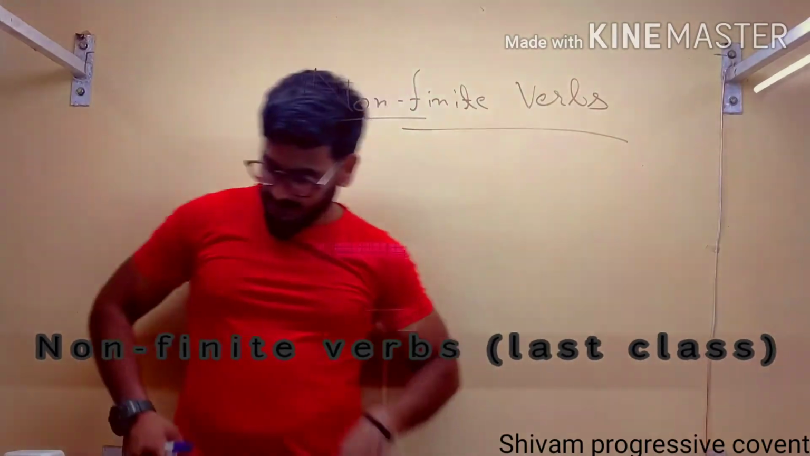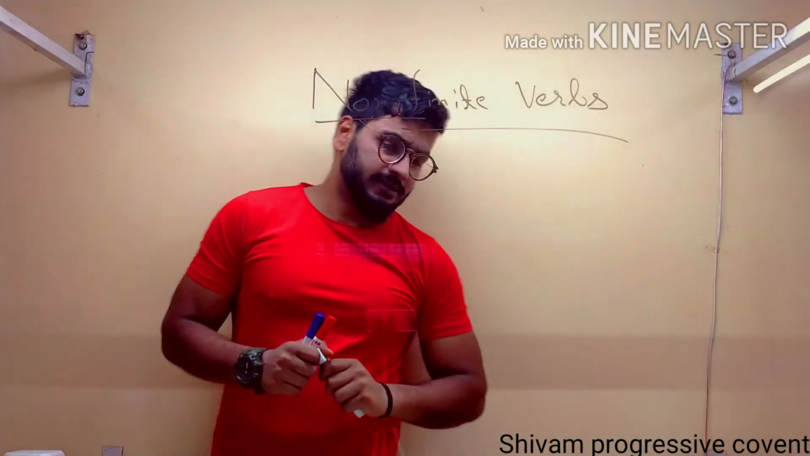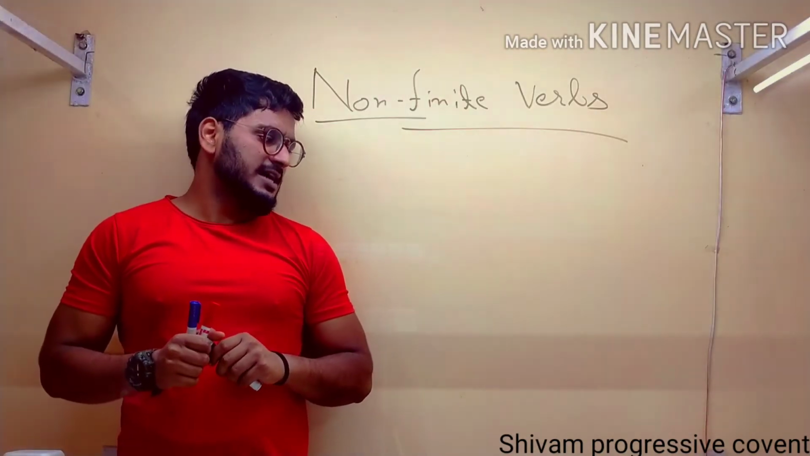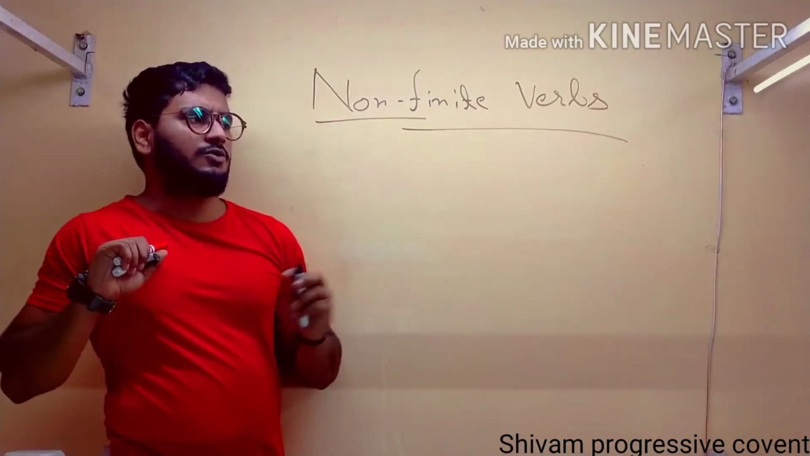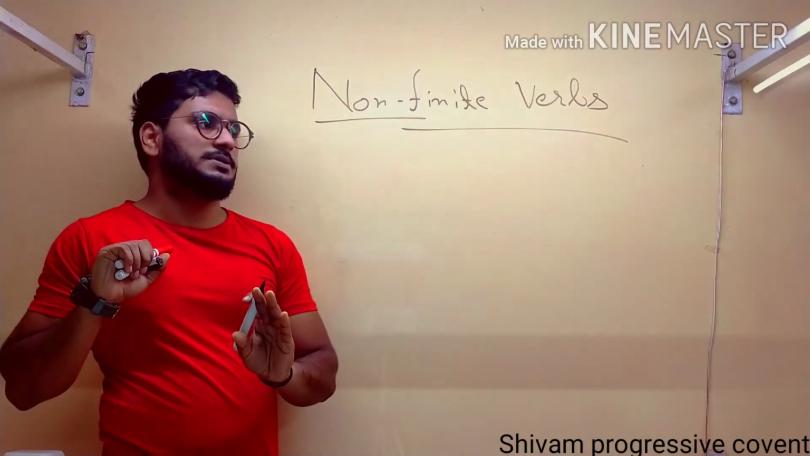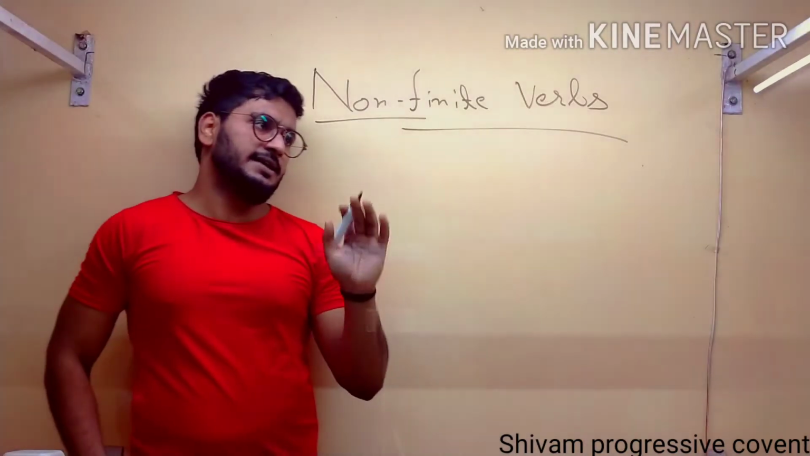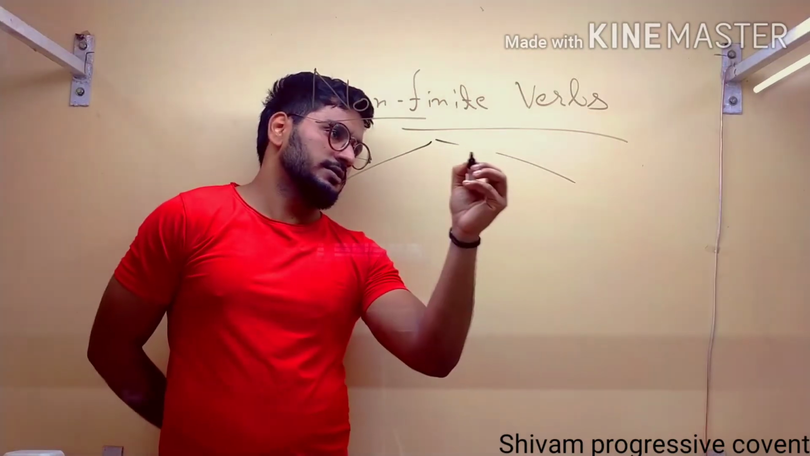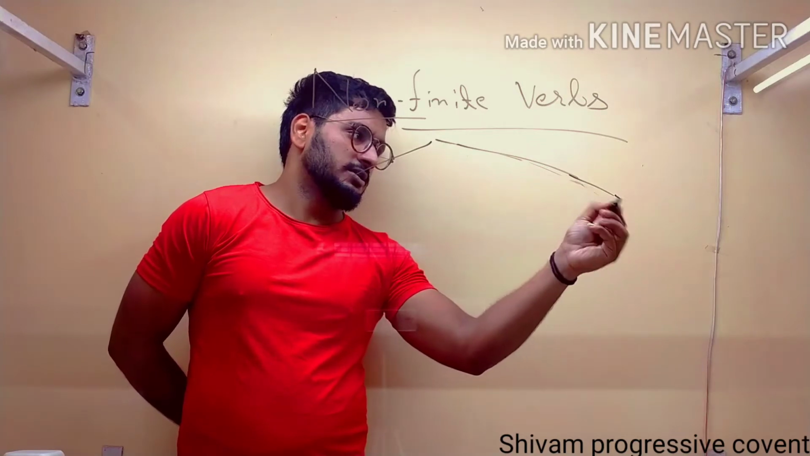I was discussing your English grammar chapter, non-finite verbs. In the last class I discussed the basic terminology, and in this class I will discuss briefly its three types. As I told you in the last class, it has three types, which are what? Try to remember the three types.